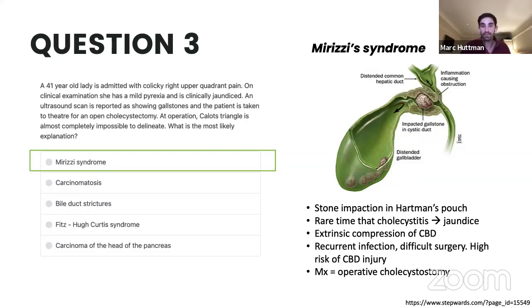There's a much higher chance of injuring the common bile duct and causing bile leak, or worse, bile duct injury. So you can do an operative cholecystostomy, which is a hole in the gallbladder. So ostomy is when you make a hole in it, and you can just remove the infection. You can remove the pus in the gallbladder, and that will remove the sepsis and help, at least for a short while, to let things settle down.